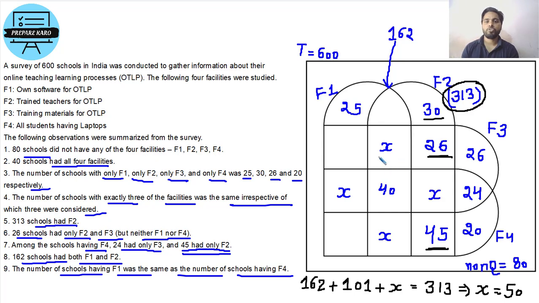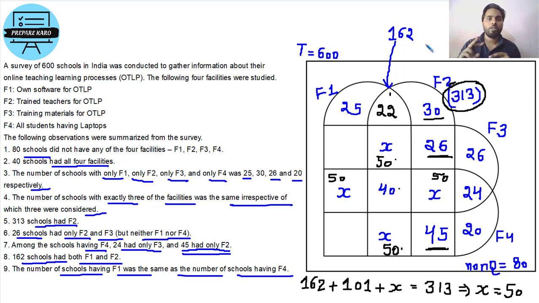This is first thing, just replace x by 50. So these four regions you can find. This is 50, 50, 50 and 50 each. Out of this 162, 50, 40, 50 here, then this region only F1 and F2 will be how much? So 50 plus 40 is 90 plus 50 is 140. Out of 162, 140 is there, so this will be 20, right? 162 minus 140, so this is 20.